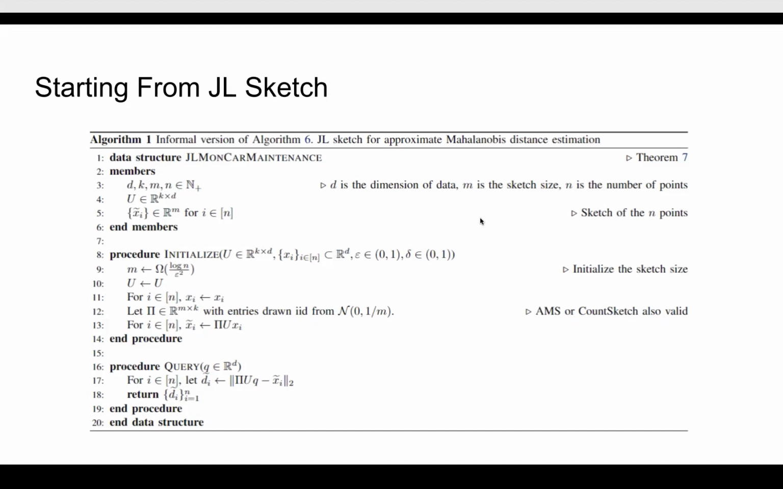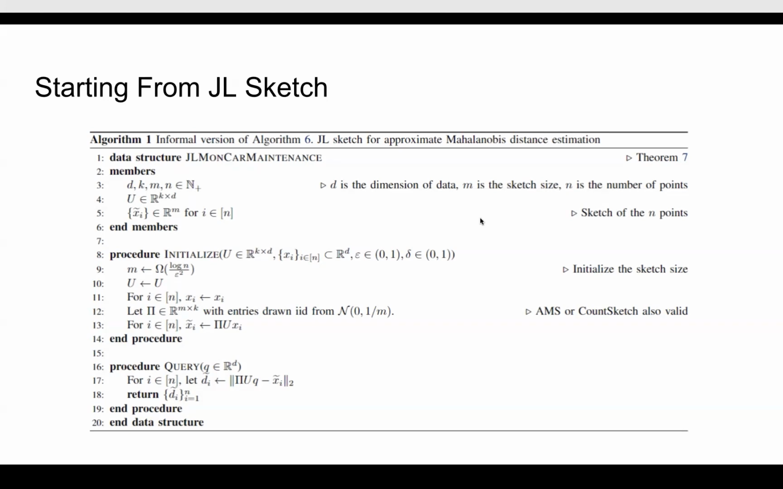And after that, for all i in 0 to n, we want to save the data points x_i to x_n, which live in our m by k space. We want to sample the projection matrix entries drawn i.i.d. from the normal distribution, where the mean value is 0 and the standard deviation is 1 divided by n here.